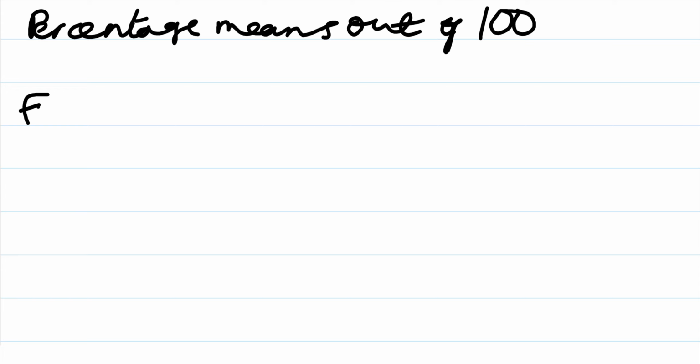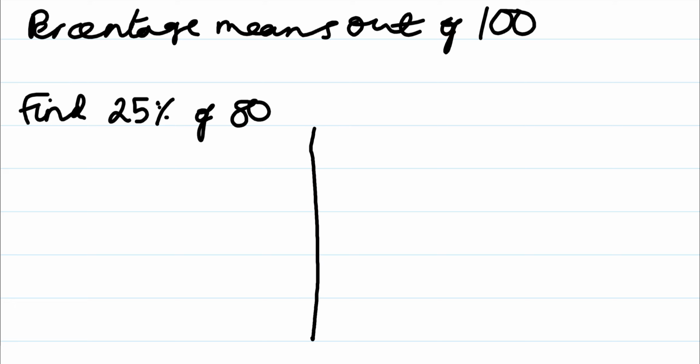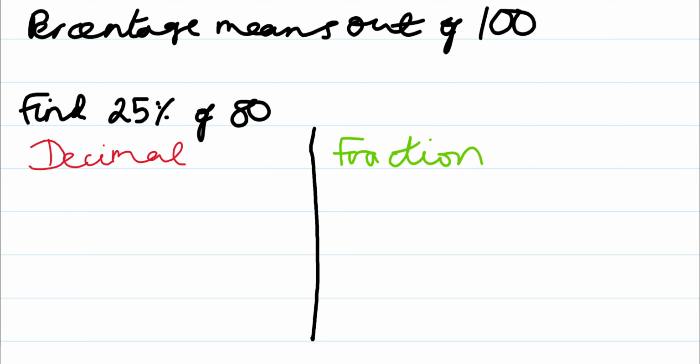Suppose we want to find 25% of 80. Now, there are two ways that we can do this. One way we can do it is by using the decimal version, and the other way is by using the fraction. As you're about to see, it doesn't matter which approach you take, as they both give the same answer. It really is down to personal choice.